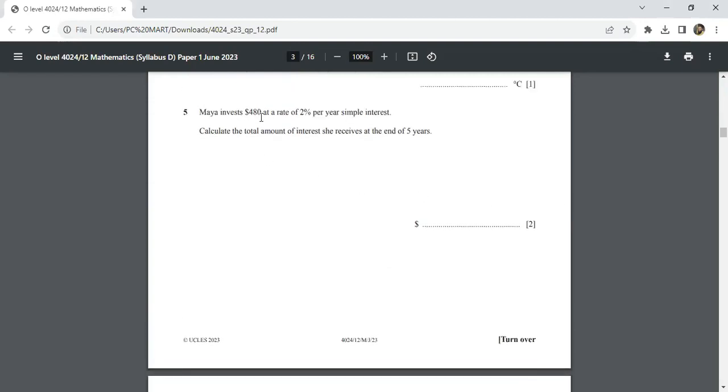Next is Maya invests $480 at a rate of 2% per year. Simple interest. This is a simple interest question. Calculate the total amount of interest she receives at the end of 5 years. We are not talking about the main investment. We are talking about the interest one.